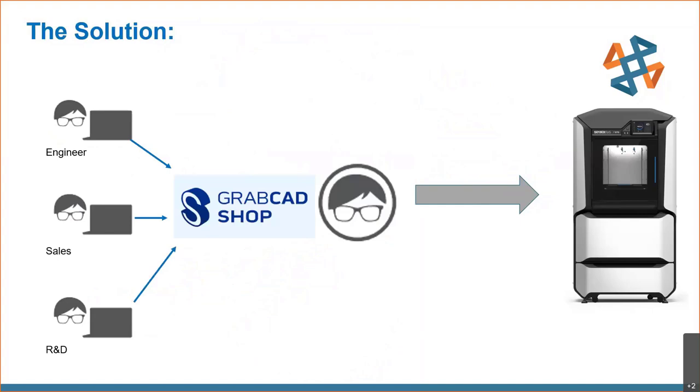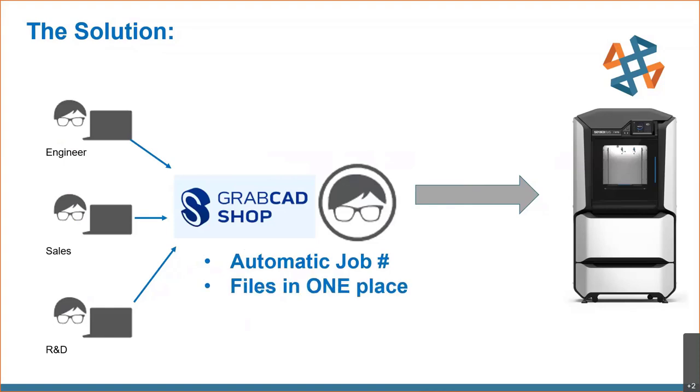GrabCAD Shop is a cloud-based single portal that automates the communication between a requester and an operator. It allows the operator to focus on what's important, printing jobs. As I said, it's a single portal, and as you submit an order, it gives all the jobs an automatic job number. It keeps the files in one place, so there's no hunting for a USB that somebody gave you last week and it just magically disappeared. It keeps everything in one place and organized.